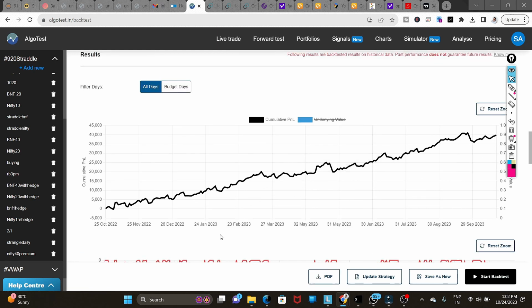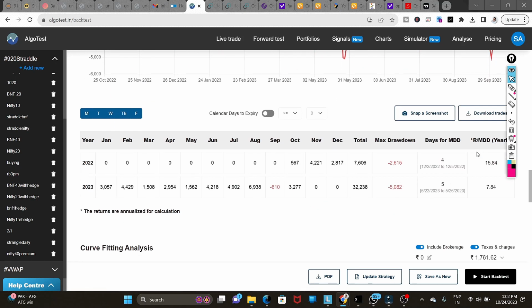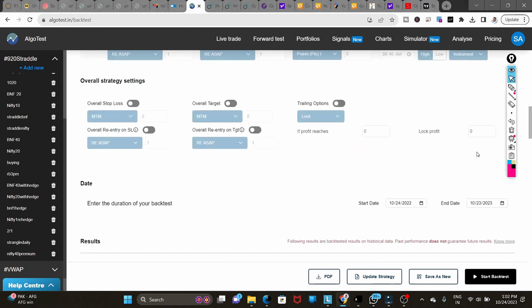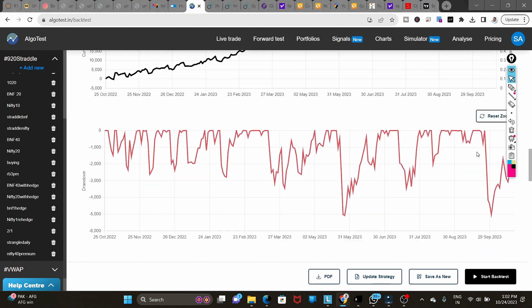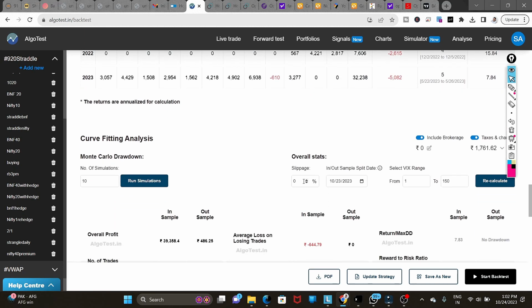Wow. See, the PNL looks so nicely up. Only on a few points there was a drawdown. Okay, so this looks like a very simple but nice strategy. What we can do is add a little bit of slippage here. Slippage I will add 0.5% and recalculate.